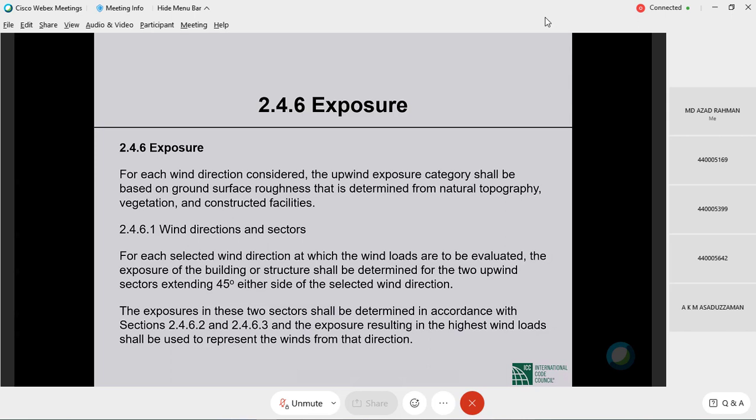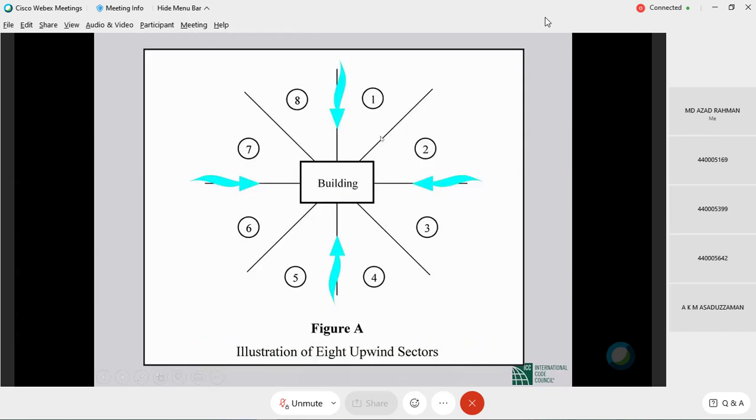Exposure categories: there was a time exposure categories used to be directly defined. Not anymore. We now have definitions for roughness categories, and then the exposure categories are defined in terms of the roughness categories. Okay, so let us look at all of that. This is kind of complicated stuff, I will warn you. For each wind region considered, the upwind exposure category shall be based on, well, let me not go into that. So the idea is, this is your building.